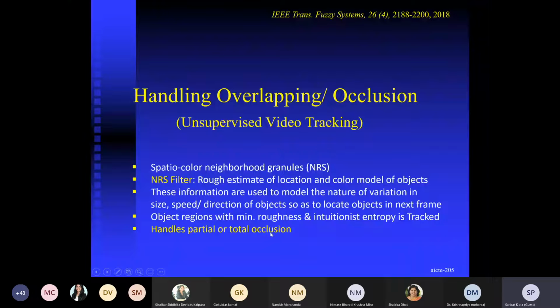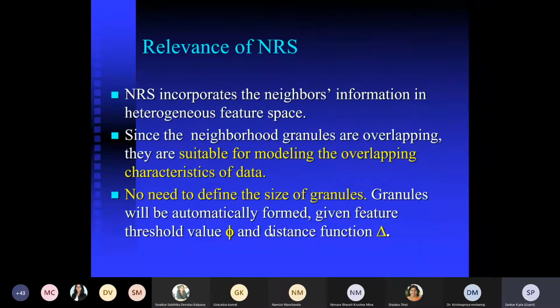Now what do we do theoretically? So let me refresh. Neighborhood rough set incorporates neighbors' information in heterogeneous feature space. And since the neighborhood granules are overlapping, they are suitable for modeling the overlapping characteristic of data. Therefore, we need to define the size of the granule. Granules will be automatically formed given the threshold value phi and the distance function. This slide I have explained before.